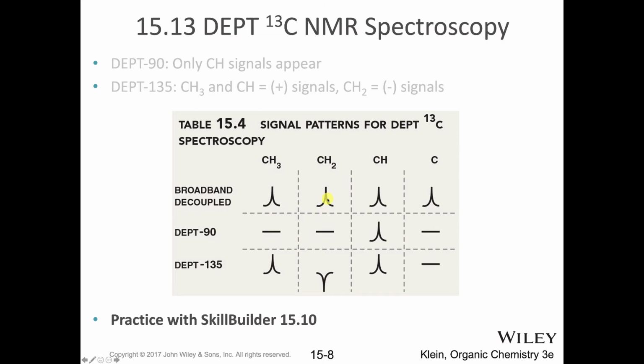Any carbon whose signal is in the broadband decoupled, disappears in the 90, and is negative in the 135 has to be a CH2, because none of the other combinations match that. If it's a CH, you'll find that signal in your original C13, and you'll find it positive and present in the 90 and the 135 DEPT. And if it's a carbon that has no hydrogens, you'll find it in the broadband decoupled, but you'll find it absent in both the 90 and the 135.